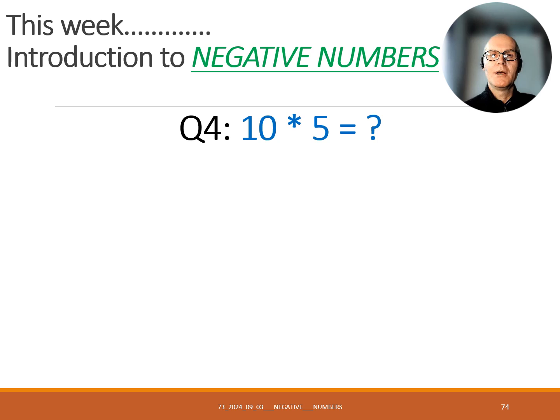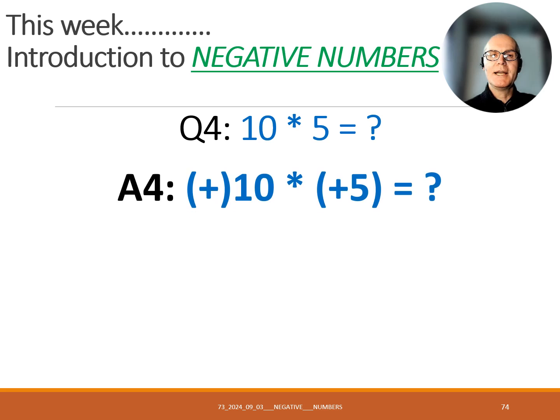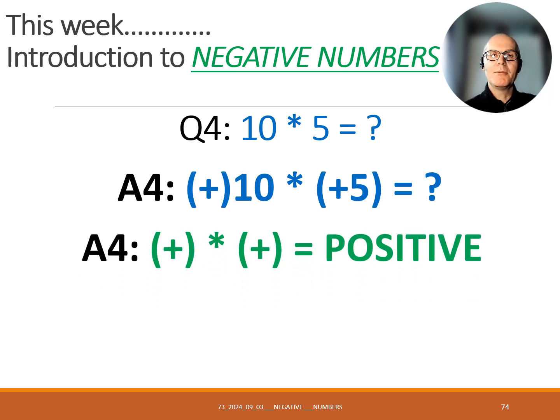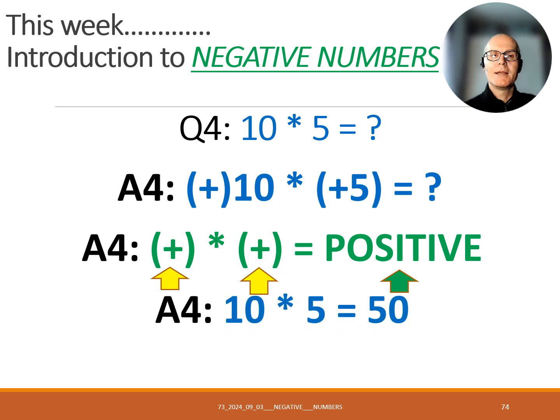Question 4. 10 times 5 equals what? Put the signs back in. Positive 10 times positive 5. So we've got a positive number times a positive number. Positive number times positive number equals positive answer. 10 times 5 equals 50.